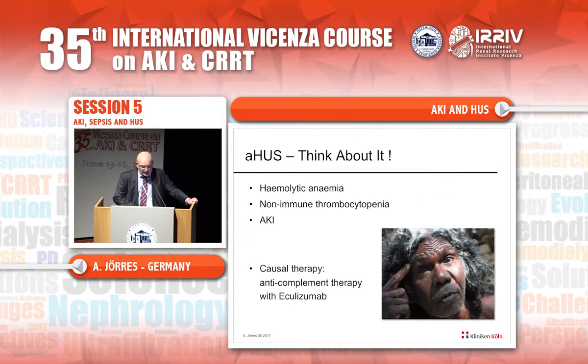So at the end of the day, and that's going to be my last slide, I think it's important to think about it. If you have a patient with signs of hemolytic anemia, non-immune thrombocytopenia, and AKI, then you should think about thrombotic microangiopathy. And then if it's diagnosed as atypical HUS, you have a course of therapy, anti-complement therapy with eculizumab.